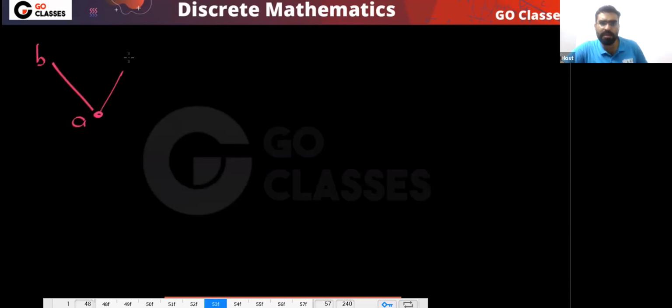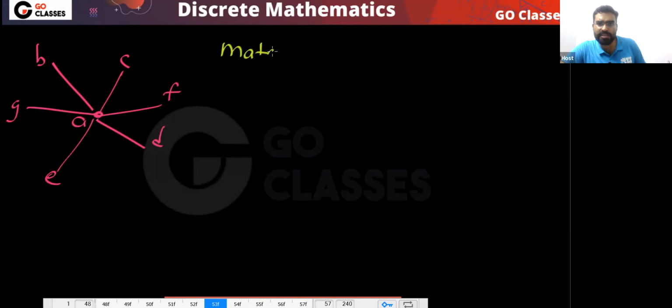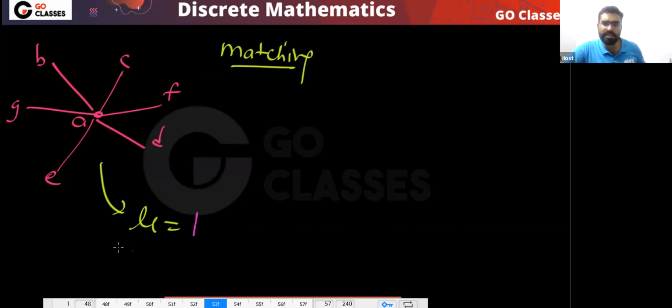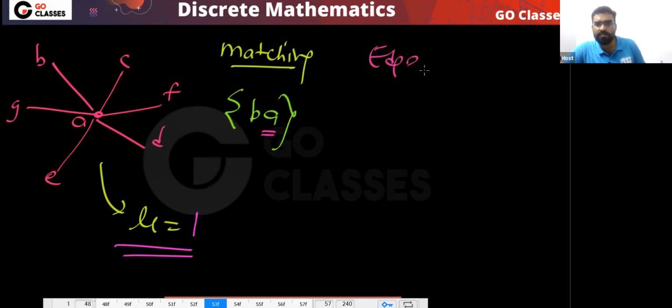See the difference between matching and edge cover. Let's take a graph with vertices A, B, C, D, E, F, G. What is the matching number for this graph? The matching number is only one. You can take only one edge, you cannot take two edges. For example, you can take BA, because whatever edge you take, A will be the common endpoint.